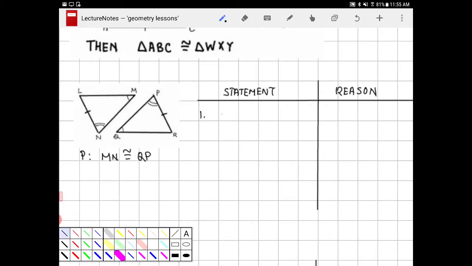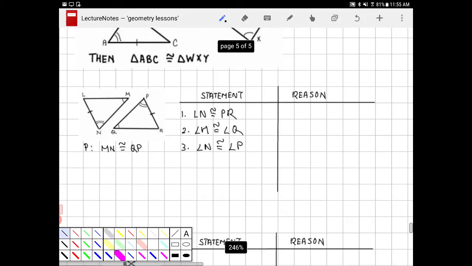So one of the first givens that I notice here is that LN is congruent to PR. And I also have angle M is congruent to angle Q, and angle N is congruent to angle P. These are the three sets of givens that are provided for us within this diagram. Are there any conclusions that we can draw as a result of this?